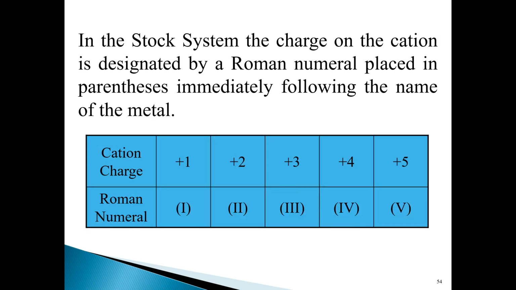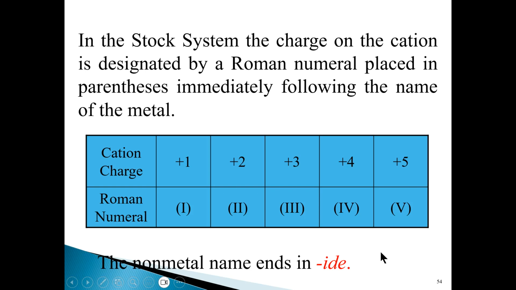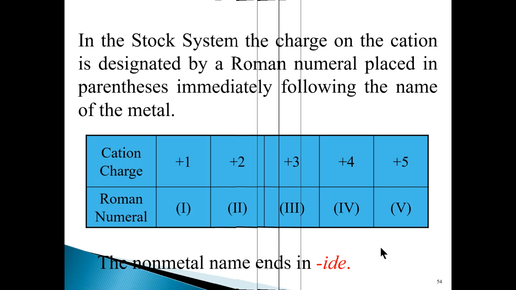So in the case of a cation with a +1 charge, we indicate the charge using Roman numeral I, and so on for +2, +3, +4, and +5. So whatever the charge is, we indicate that number using Roman numerals within parentheses. And then, of course, the non-metallic part always ends with -ide, as always when it comes to binary ionic compounds.